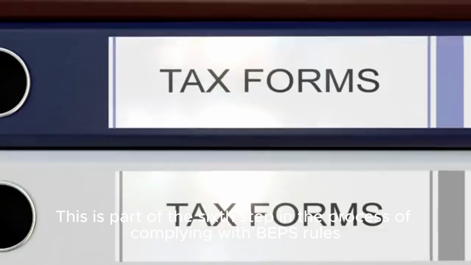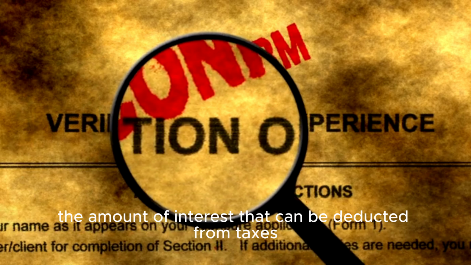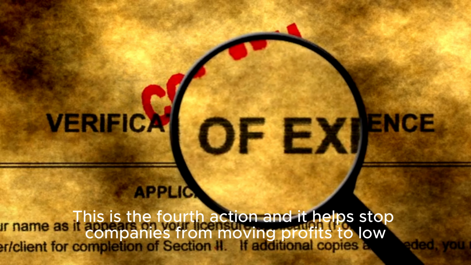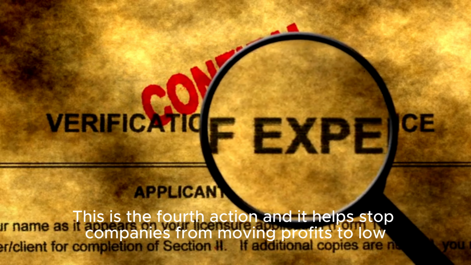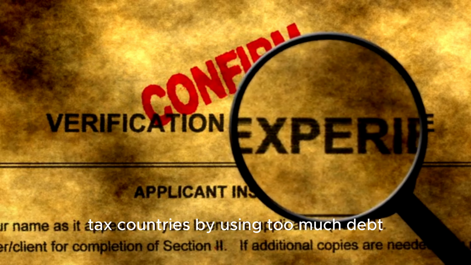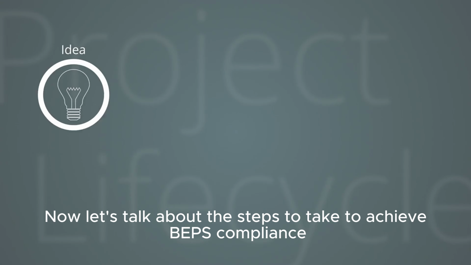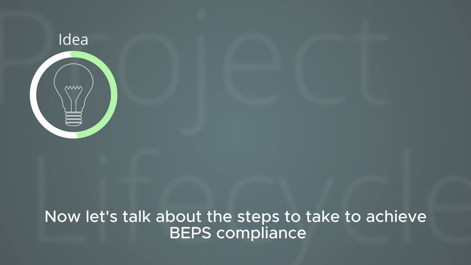9th, limitation on interest deductions. In BEPS compliance, it is important to limit the amount of interest that can be deducted from taxes. This is the 4th action, and it helps stop companies from moving profits to low-tax countries by using too much debt. Now let's talk about the steps to take to achieve BEPS compliance.